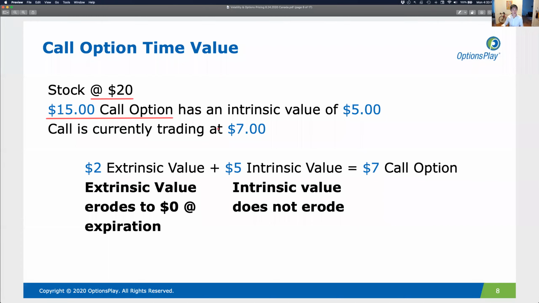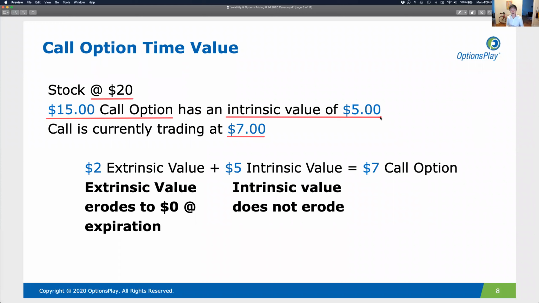Now, let's say this call option currently is trading at $7. What that means is that when a call option is in the money by $5, this option has an intrinsic value of $5. No matter what happens, if the stock stays at 20 and the strike price is at 15, this call option will always have an intrinsic value of $5, because a person can exercise this call option, pay $15, immediately sell the stock for $20 and realize a $5 profit. That's why it has an intrinsic value of $5.